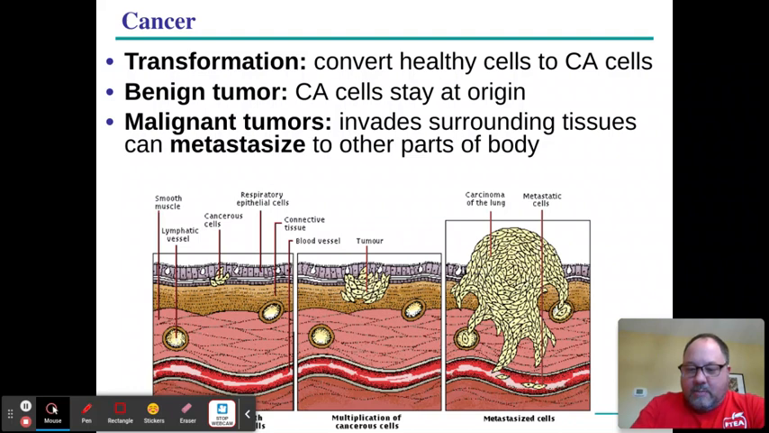That's what you see in the image on the far right. If the cell loses that anchorage dependence, then pieces of the tumor can break loose and travel through the bloodstream or the lymphatic system and then take root in other organs of the body. So that's when tumors can spread.